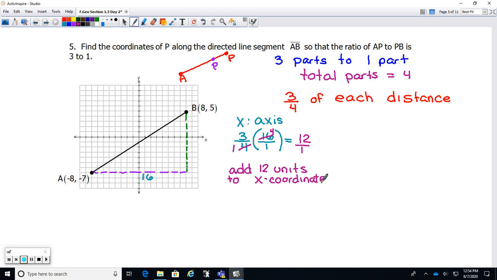And since I'm starting at A, heading towards B, I'm going to start at the x coordinate of -8, and I'm going to add 12 units to it. So my new value for the x is going to be +4. So here's my new point for P. It's going to have a 4 for the x.